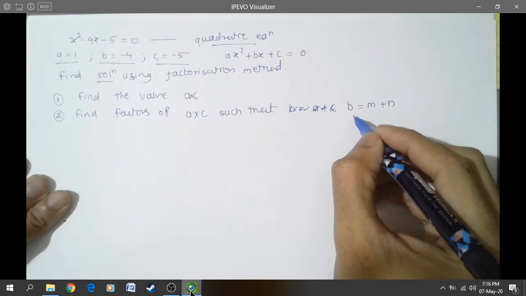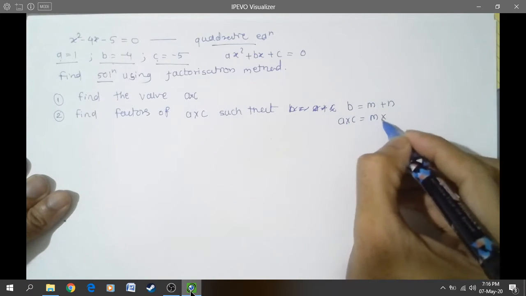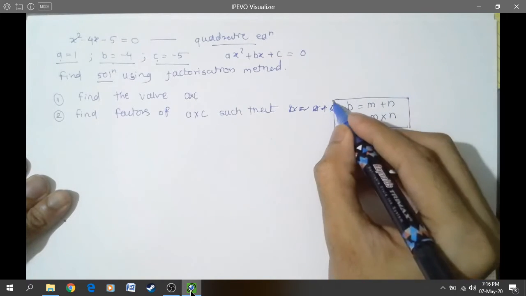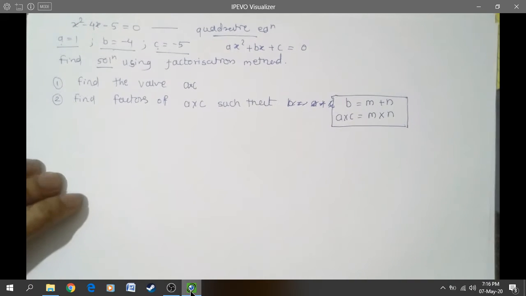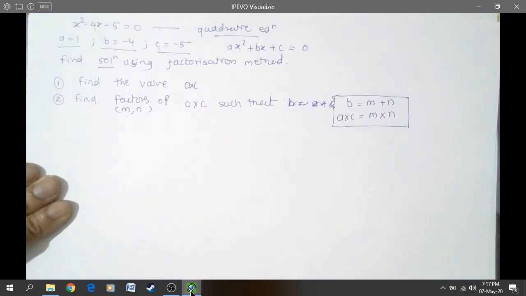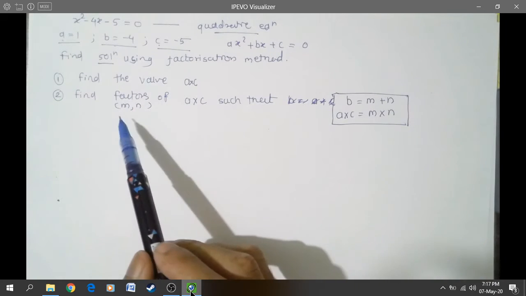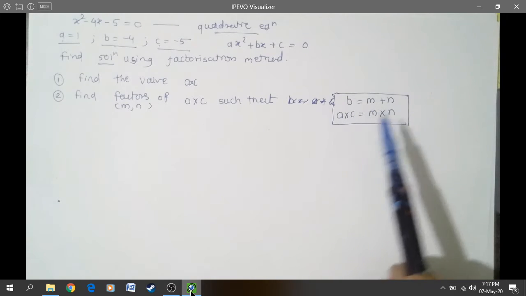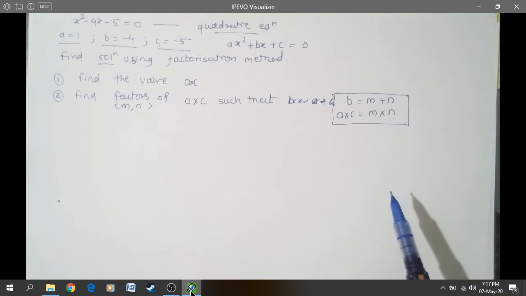and a into c is equal to m into n. So this is the method to solve by factorization. Find the factors m and n of a into c, such that b is equal to m plus n and ac is equal to m into n.